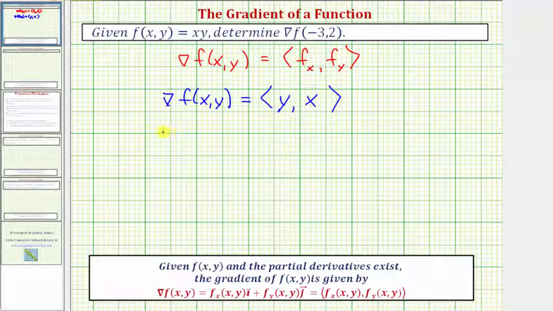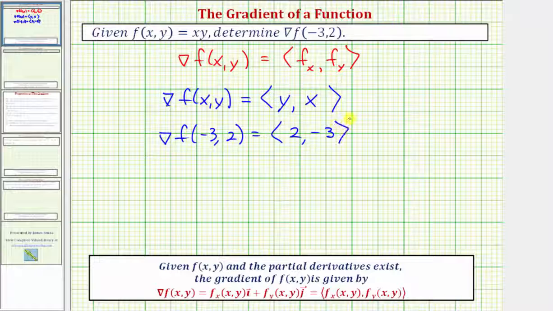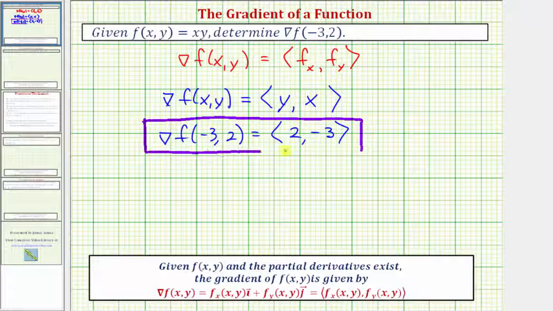Now we'll evaluate this at the point (-3, 2). So the x component is equal to y, which is 2. The y component is equal to x, which is -3. So the gradient of f at the point (-3, 2) is a two-dimensional vector with components 2, comma, -3. Now let's talk about what this means, and then we'll look at it graphically.